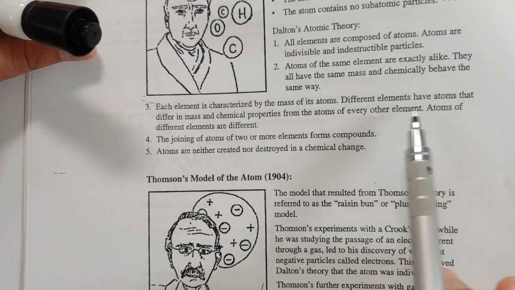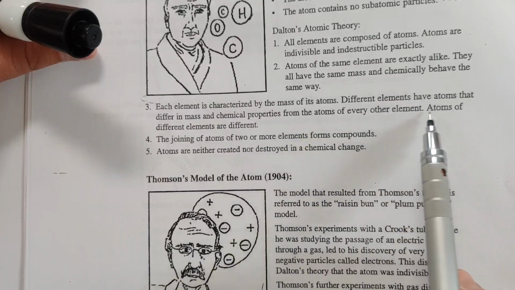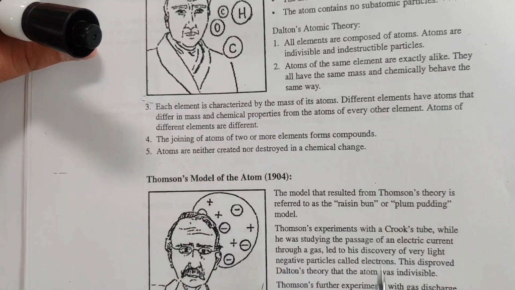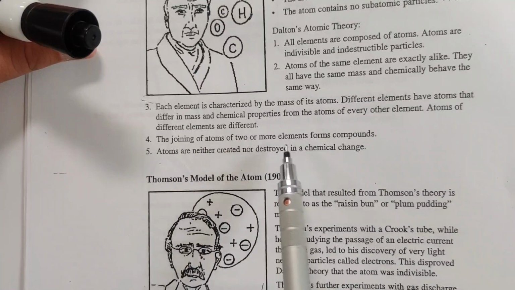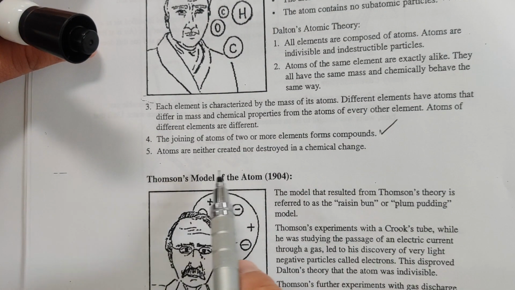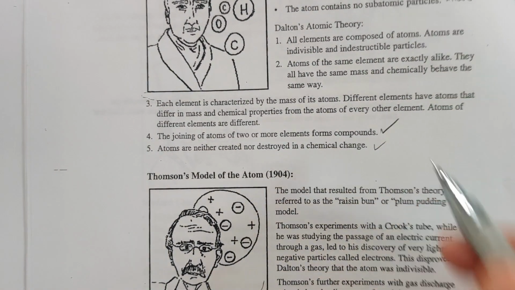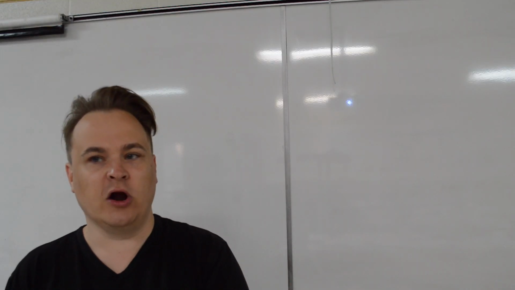Different elements have atoms that differ in mass and chemical properties from the atoms of every other element. Atoms of different elements are different. The joining of two or more atoms can form a compound. That was pretty cool. And atoms are neither created nor destroyed in a chemical change. He was actually pretty right about that. So he said you could take hydrogen and oxygen and make water, but it's still hydrogen and oxygen. They don't change. He was right because you could actually separate them.